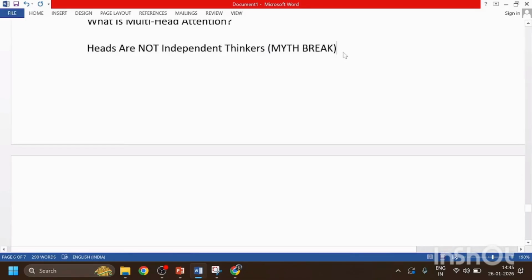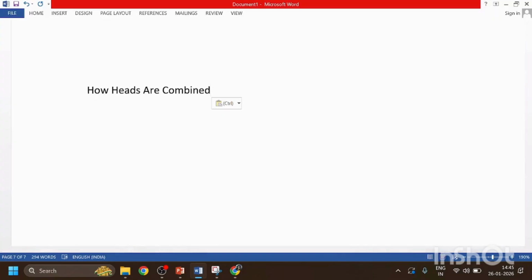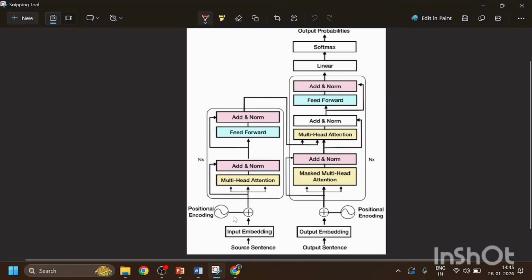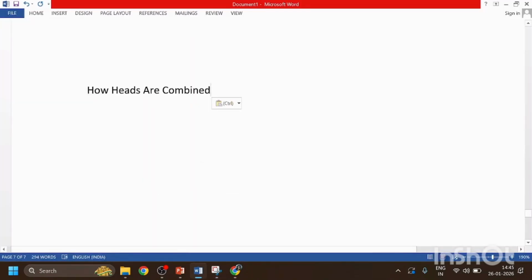And after this, how are heads combined? Each head produces an output. Here we have multiple attention heads. These outputs are concatenated. Concatenated means joined together, not averaged. Then a linear layer mixes them.